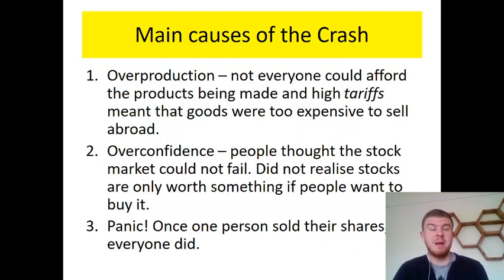So 3 main causes of the Wall Street crash. The first one is overproduction. So not everyone could afford the products that are being made. But people are producing huge amounts because they feel that there's a huge demand. People feel that, like Hoover says, the good times are just going to keep on going. Everyone's getting rich. There's not going to be any more poverty in America. So they're producing loads of goods. Not everyone could afford them, and they're not able to sell them.